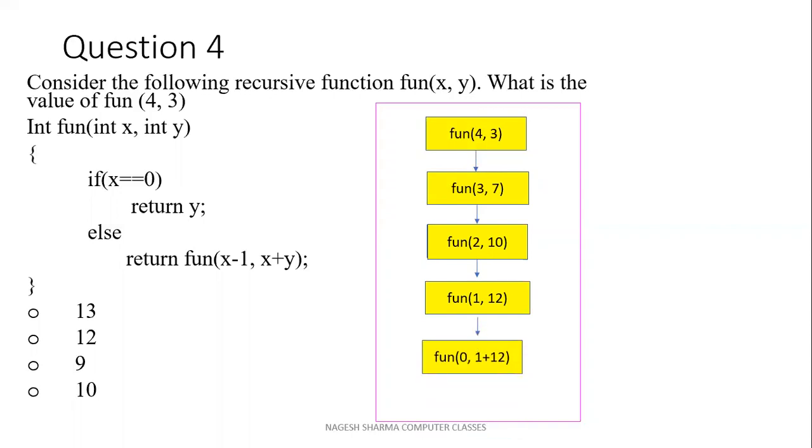So fun(0, 1 plus 12), that is fun(0, 13). So now x is equal to 0, y is equal to 13, and if x is equal to 0, then it will return y. So y is 13, so it will return the value 13. So 13 is the correct answer.